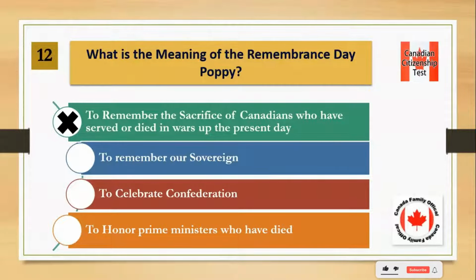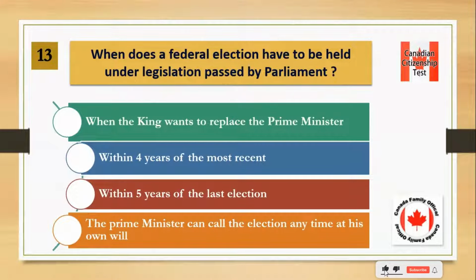And the answer is to remember the sacrifice of Canadians who have served or died in wars up to the present day. When does a federal election have to be held under legislation passed by Parliament? Number 1, once. Number 2, within 4 years of the most recent. Number 3, within 5 years of the last election. Number 4, the Prime Minister can call the election any time at his own will. And the answer is within 4 years of the most recent.